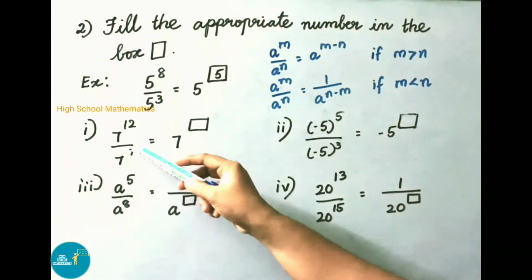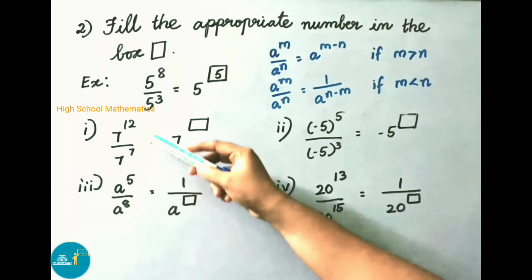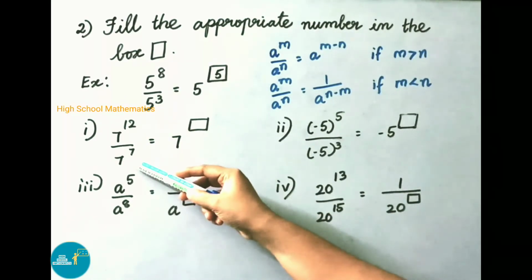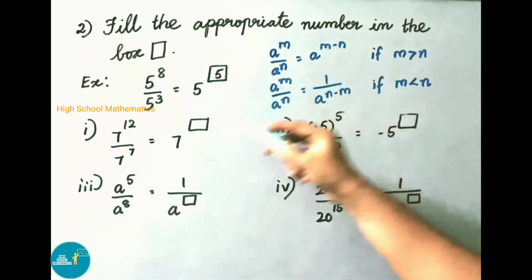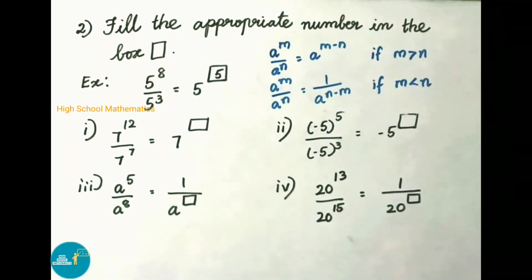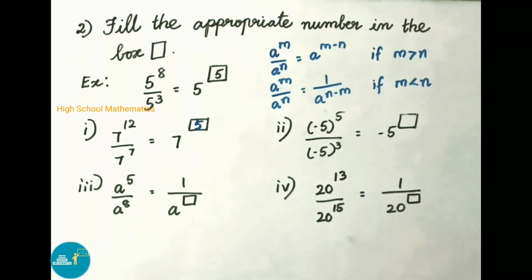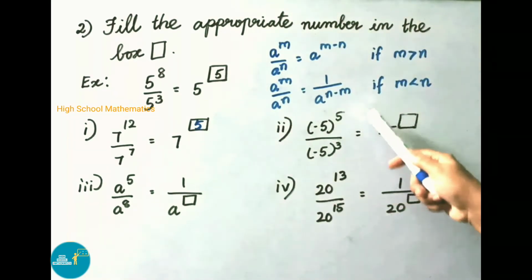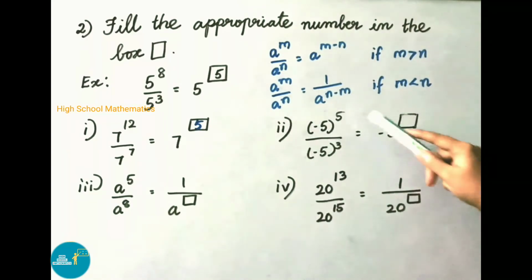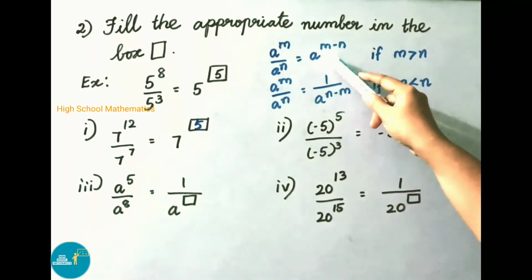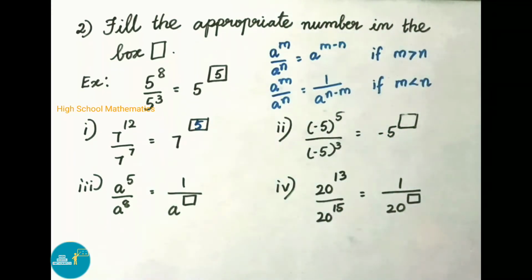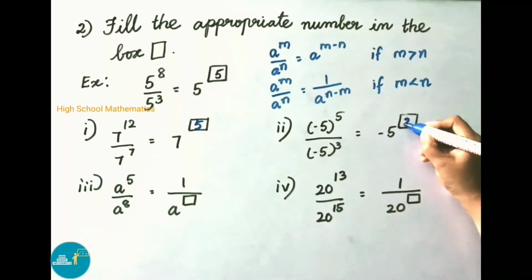Here the first one is 7 power 12 by 7 power 7. The m value 12 is greater than the n value 7, so we apply this formula. Then 7 power 12 minus 7, that is 12 minus 7, how much? It will be 5. So the answer is 7 power 5. Now the second one, minus 5 power 5 by minus 5 power 3. Here the m value 5 is greater than the n value, so we take the formula a power m minus n, that is minus 5 power 5 minus 3. 5 minus 3 means how much? 2. So the answer is minus 5 power 2.